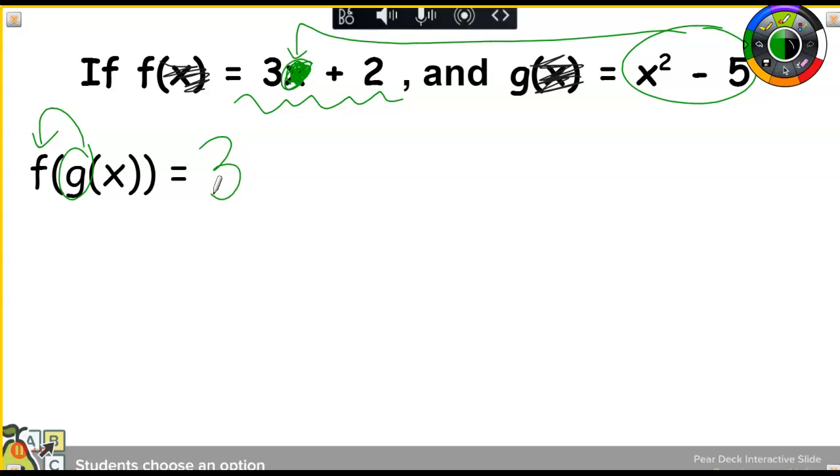So write it down, 3 bubble plus 2. Okay? And what is the content of the bubble? It is x squared minus 5. Plug it in.